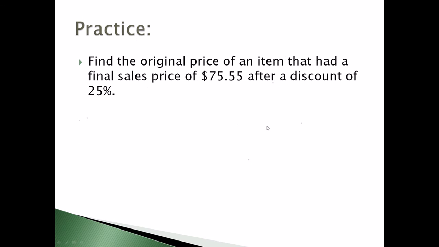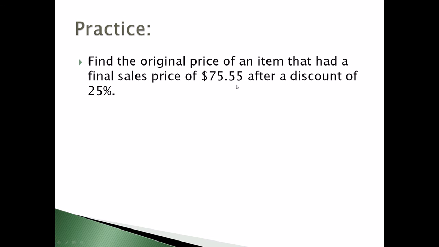How's that? All right. We're going to find the original price of an item that had a final sales price of $75.55 after a discount of 25%. So it was already discounted 25% off. So first thing I want you to think is, is this going to be more than $75.55 or less? Is the original price going to be greater than 75 or less than 75? I'm hoping you're saying greater, because that at least gives you a ballpark of what your answer should look like, because the $75.55 is after a discount.